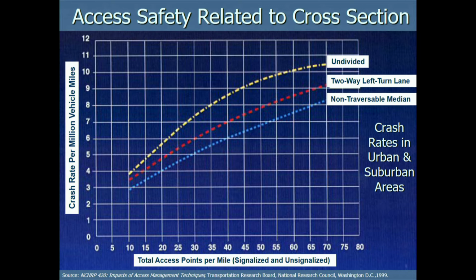The other unsurprising fact is that the crash rate associated with a non-traversable median is lower than for the other 2 cross-sections. Again, if you have a median, a driveway is generally limited to right in, right out. The left turns in and out are eliminated. It's also interesting to see that the undivided had a higher crash rate than the 2-way left turn lane.